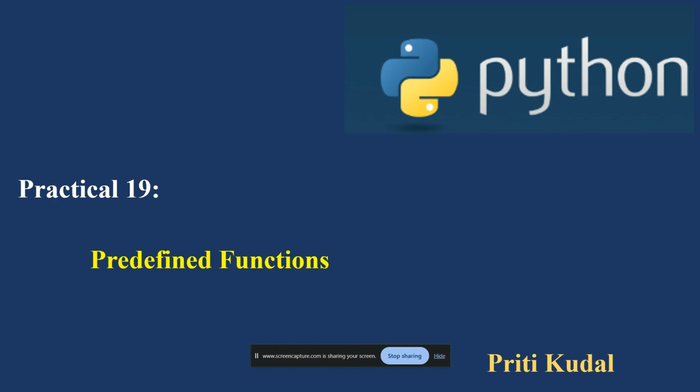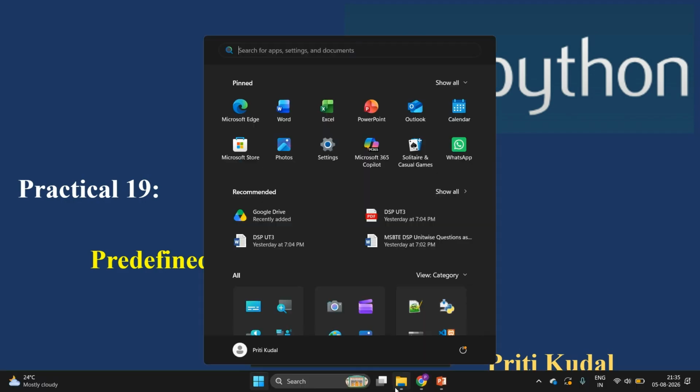Predefined means built-in or system-defined or library functions. It means these are already developed by Python developers and given in the Python library. We are just calling these functions in our Python code.